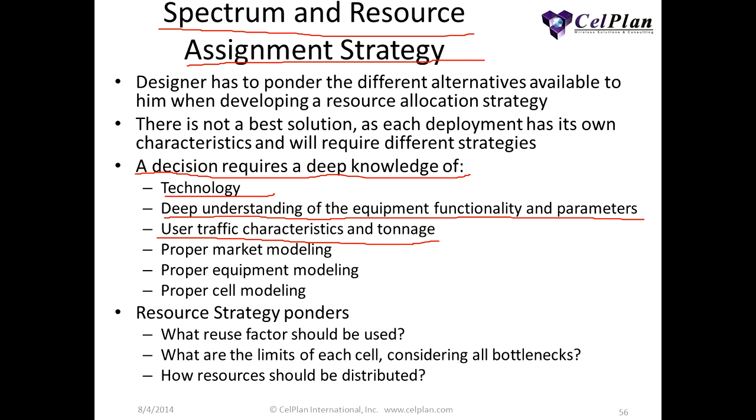And it doesn't matter the number of measurements that we do, live measurements, switch measurements, we will never fix the network. We will always be running after our own tail. So it's very important, and that's mainly for marketing guys. But the C-level has to understand, and the engineers have to understand it deeply. So proper market modeling, proper equipment modeling, proper cell modeling.